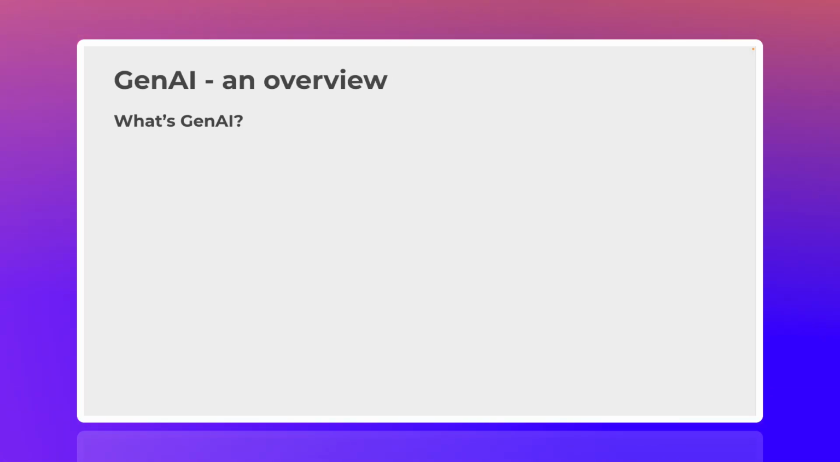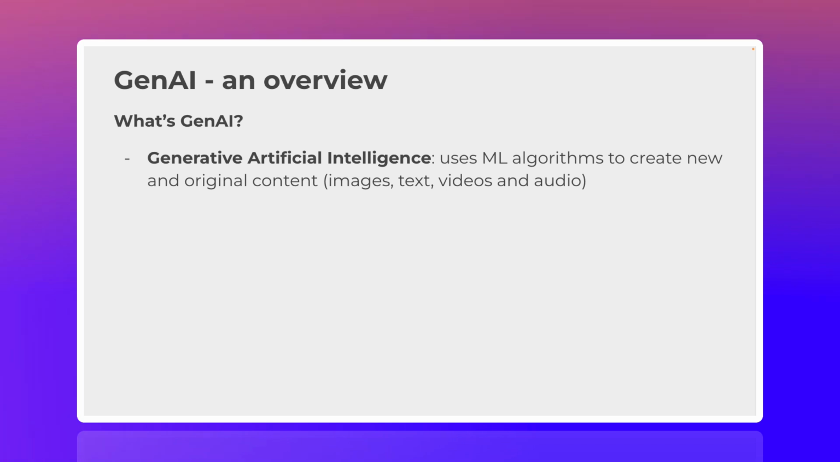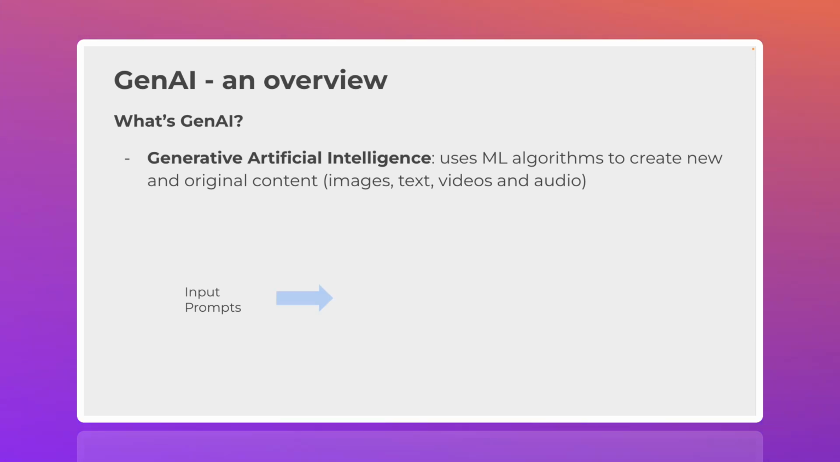So what is this thing called Gen AI? Gen AI is generative artificial intelligence. What it does is use these very powerful machine learning algorithms that allow us to create or generate, hence the name generative, content that is actually original, but from a knowledge base. The idea is that this original content can be in different forms. It can be images, text, videos, and audio.